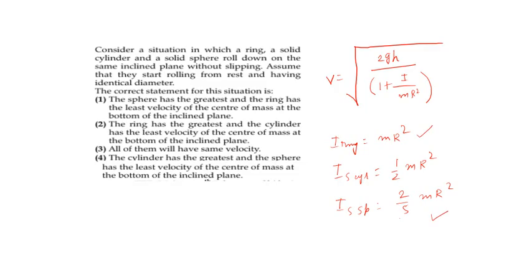So the first statement, the sphere has the greatest and the ring has the least velocity of the center of mass at the bottom of the inclined plane, that is correct. So the answer will be 1, because the ring is having the maximum moment of inertia and the solid sphere is having the least moment of inertia. So it will be reverse for the velocity at the bottom. So answer will be 1. Okay. Let's do another one.